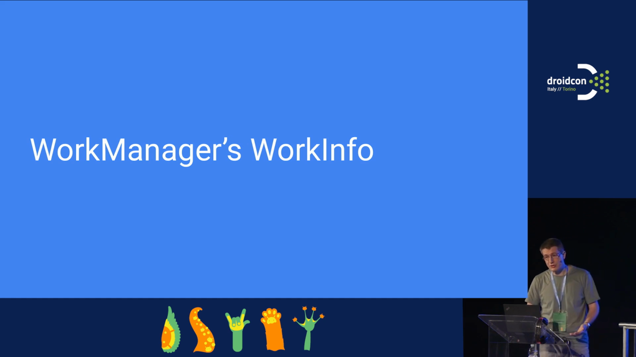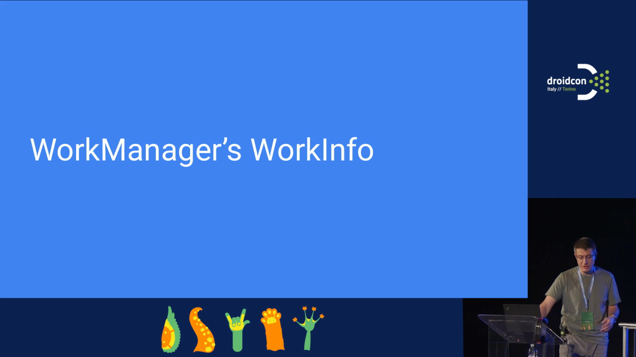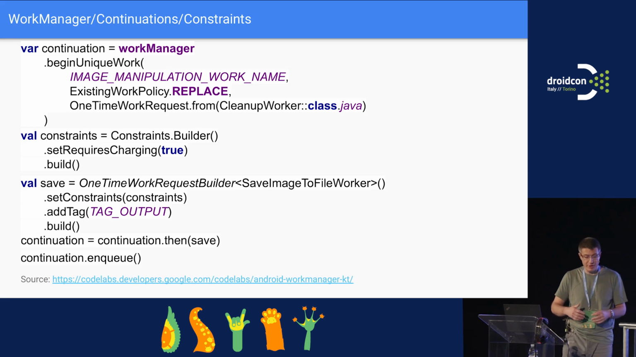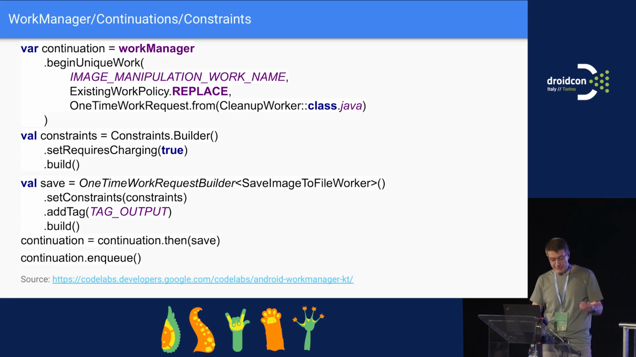To get the status of your worker while it's running, you use a WorkInfo. Imagine a complex use case where you have a unique worker that is running this cleanup worker class, and you have some constraints, and another worker that continues on this, and then you enqueue all this worker continuation to WorkManager. So WorkManager is going to execute this as soon as possible.